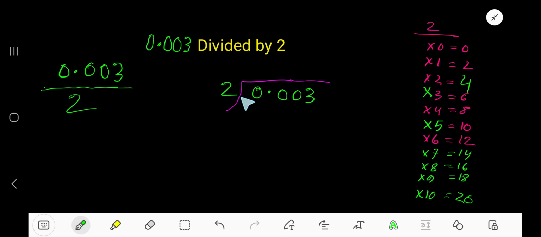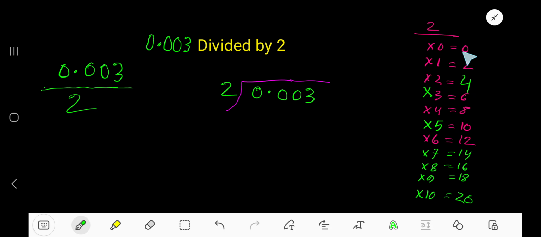0.003 divided by 2. Here 2 is a divisor, so it will be helpful for us if we look at the multiplication table of 2. 2 times 0 is 0, 2 times 1 is 2, 2 times 2 is 4. Look, to find out the multiplication table of 2, just add 2 with the previous step. 0 plus 2 is 2, 2 plus 2 is 4, 4 plus 2 is 6, 6 plus 2 is 8.